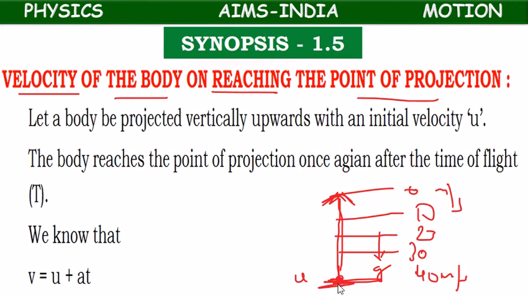This is the point of projection, from where we have thrown the object. From the point of projection it will travel up to a certain height and its velocity will become 0. This height is called h max, the maximum height. Yesterday we calculated h max equal to u square by 2g.